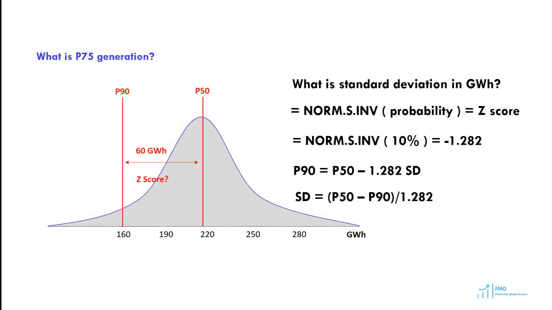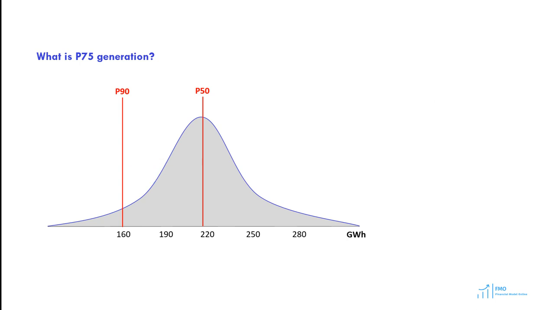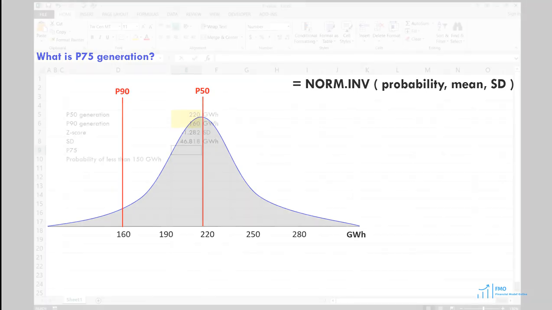Now that we have the standard deviation, we can finally answer the question of what is the annual energy generation that corresponds to a p-value of 75%. We'll use another Excel function to find out the P75 value, and that function is norm.inv. The norm.inv function requires 3 arguments: probability, mean, and standard deviation. Let's go back to Excel and calculate the annual energy production for P75.